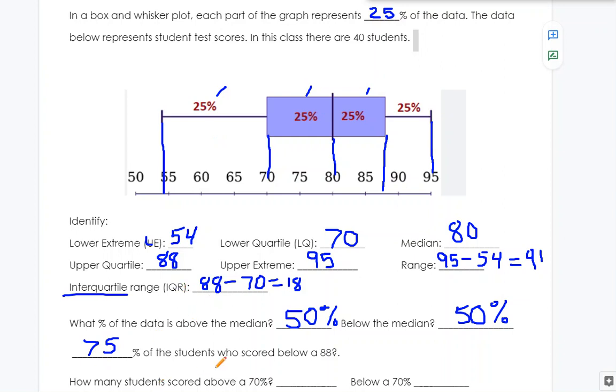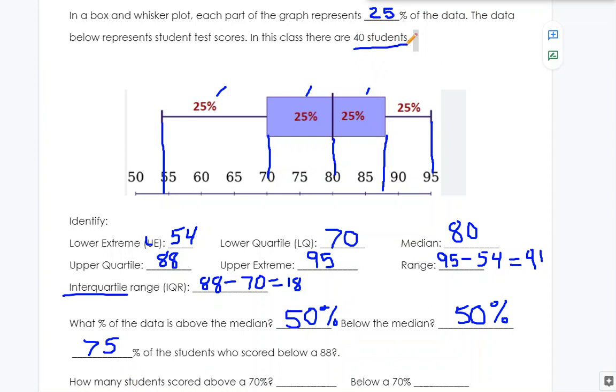All right, how many students scored above a 70? All right, so 70 is here, and I see that there's 1, 2, 3 sections above it. So that means 75% scored above a 70, right? Well, let's look up here. How many total students? Because that doesn't ask for percent. It asks for how many students.